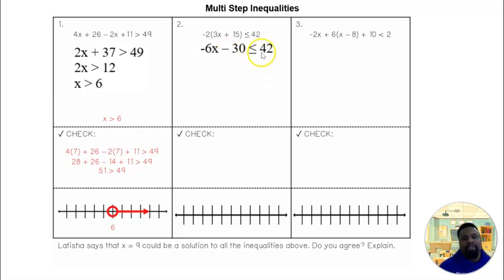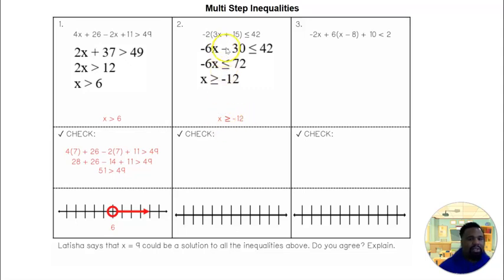All right, we need to move 30 to the other side by doing the inverse. So we want to add 30 on both sides. 42 and 30 is 72. And now we want to go ahead and move our coefficient by dividing by negative 6 on both sides. Now, since I'm dividing by a negative number, my inequality symbol is going to flip. So I'm going to divide by negative 6. 72 divided by negative 6 is negative 12. So it's going to be x is greater than or equal to negative 12 because of the inequality symbol flipping.